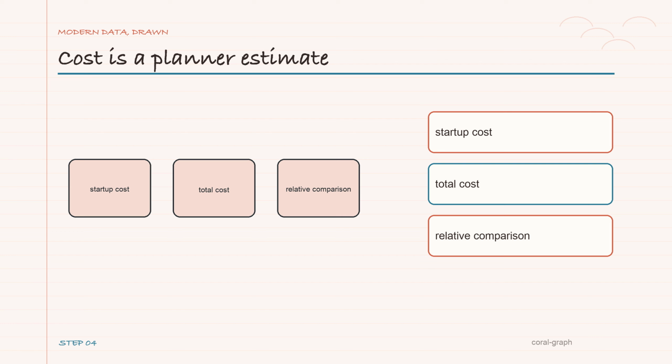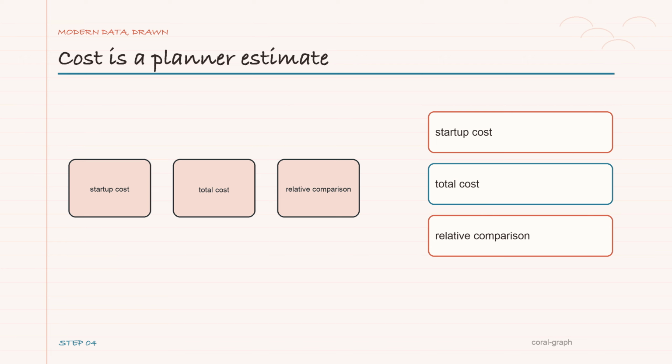The cost numbers are not milliseconds. They are relative units built from estimates of page reads, CPU work, and other configured costs. The planner mainly compares alternatives using these estimates. This is the part that usually makes the whole concept click.